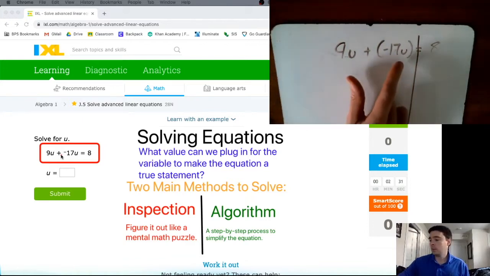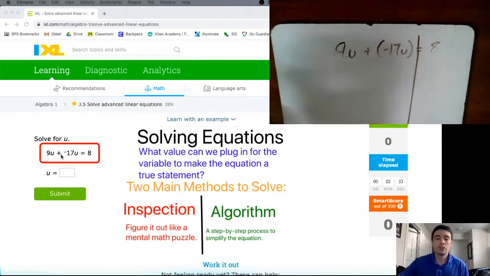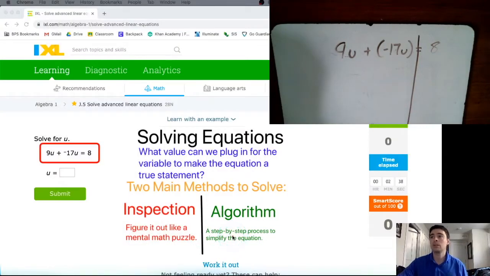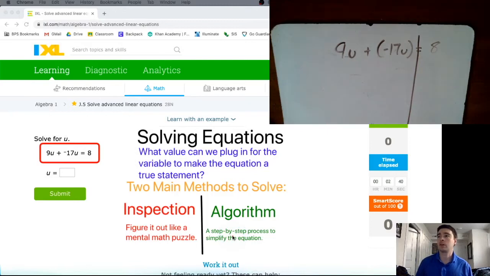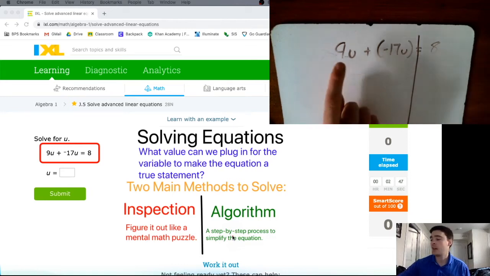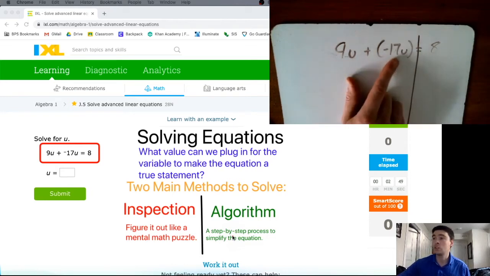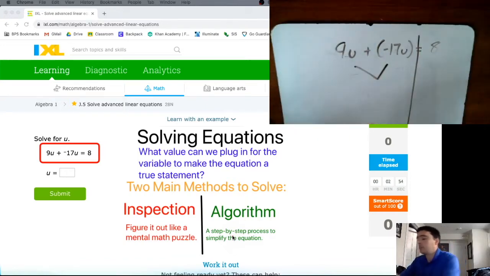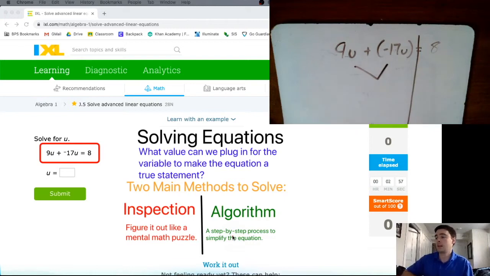And if the variable shows up in more than one term, your job using the algorithm when we're trying to simplify the equation is really going to be to combine those like terms, those variable terms that have the same letter. And if the variable terms are on the same side of the equation, like we see here, if the 9u and the negative 17u are on the same side of the equation, then they can be combined. They're like terms. And in this case, another challenging part is that they're making us do positive 9 combined with negative 17, or 9 minus 17.